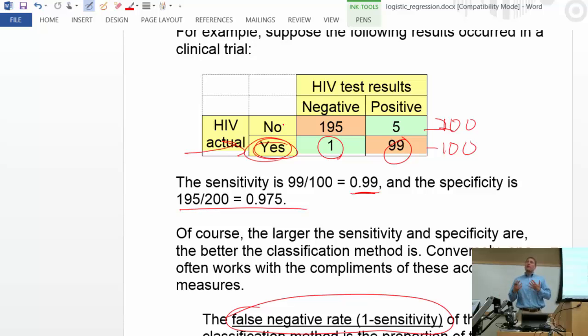You can also talk about the false positive rate as well. So given you are truly negative, there were 5 false positives. So 5 divided by 200 is the false positive rate. Ideally, of course, we would like the false positive and the false negative rate to be as close to 0 as possible.